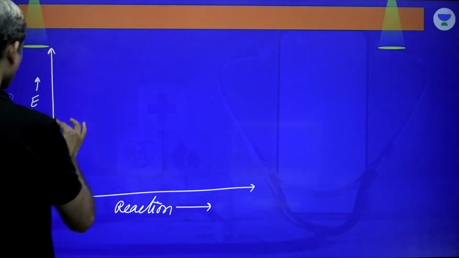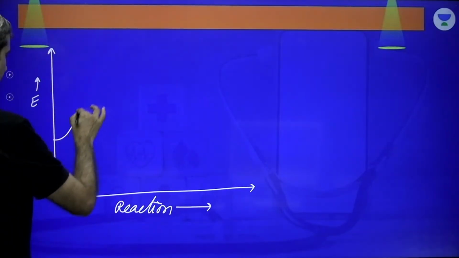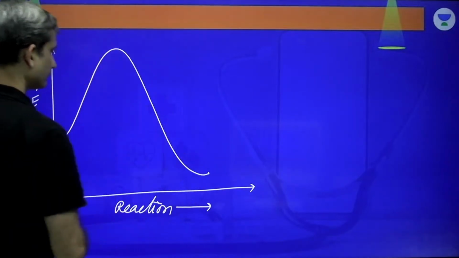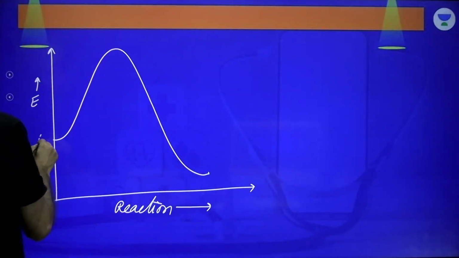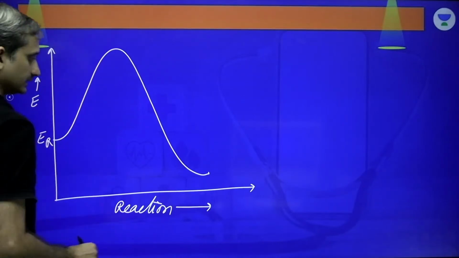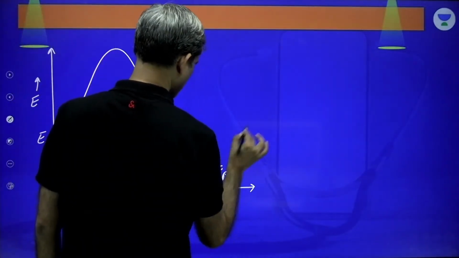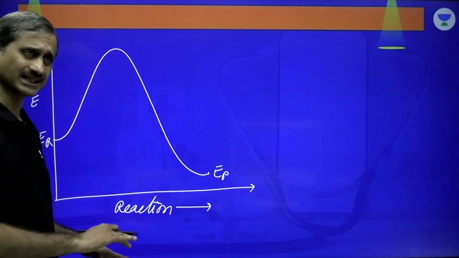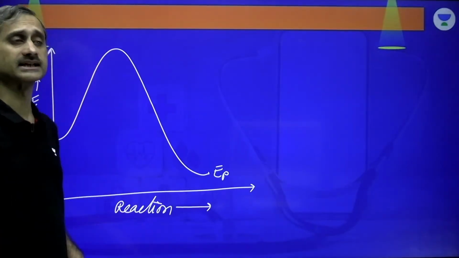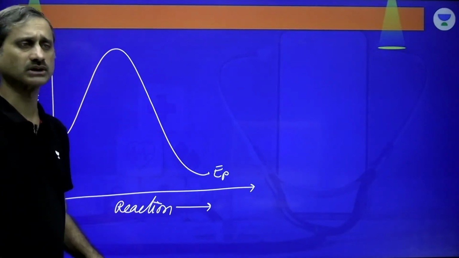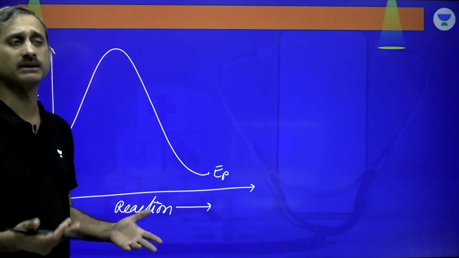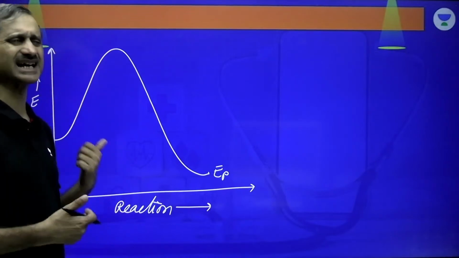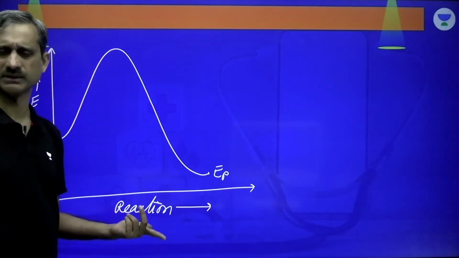Now here the reaction could go like this. Here is the energy of the reactant. Here is the energy of the product. In this case, we have made the graph in such a manner that the energy of the product is less than the energy of the reactant. So this is an exothermic reaction. We could make the energy of the product greater than the energy of the reactant. It is going to become an endothermic reaction. As far as kinetics is concerned, that does not make a difference.